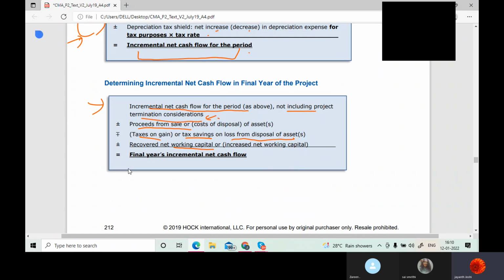That means at the end of the project, the final year incremental cash flow you can find out in this way, where you can expect the working capital recovered, the taxes you save if there's a loss on sale of asset, or the taxes you need to pay when there's a profit or gain on sale of asset, and the money which you get from the sale proceeds or disposal of the asset. Okay, just make a note of this.